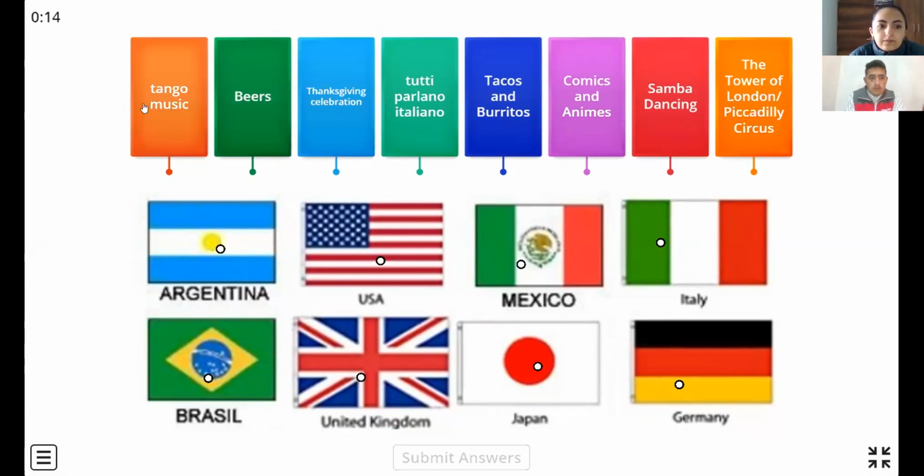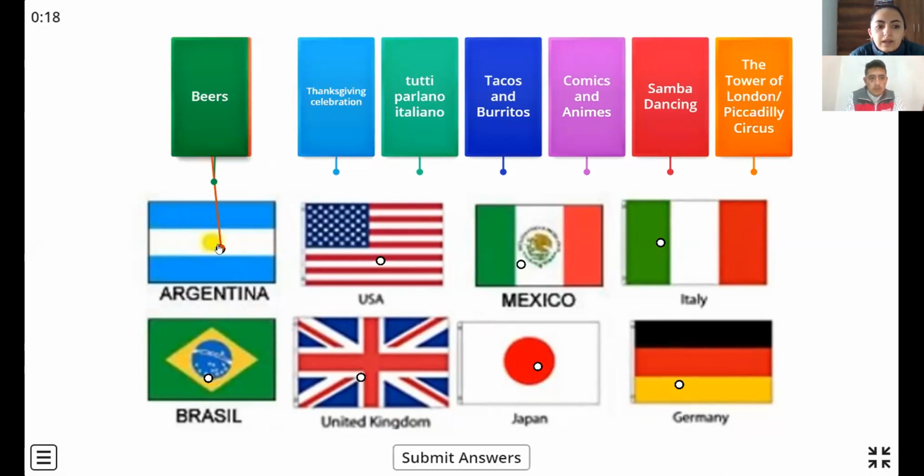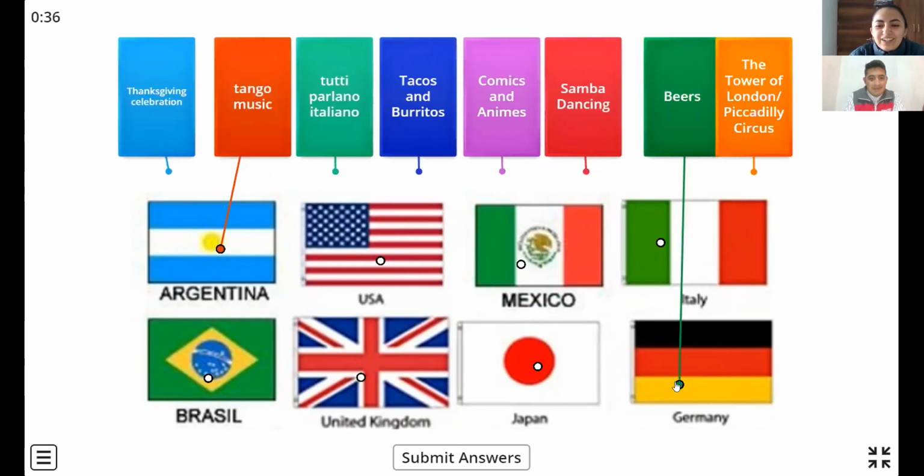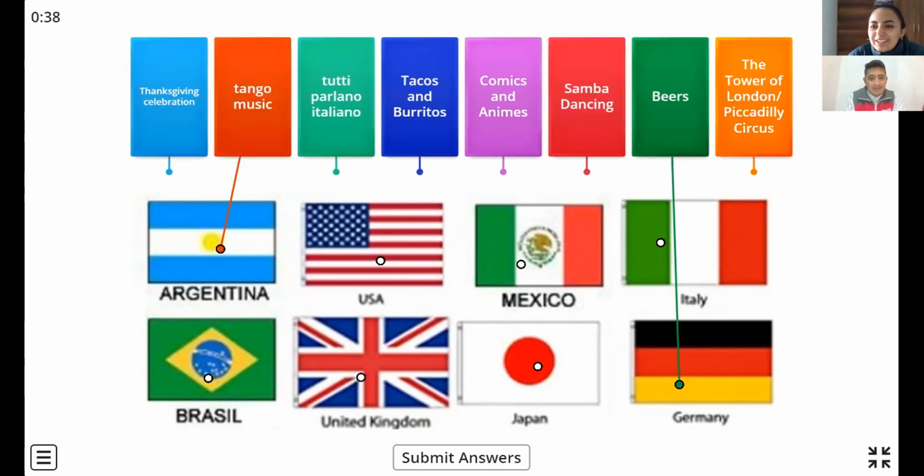Argentina, teacher, good morning. Good morning, Alex. Yes, it should go with Argentina. What about beers? La cerveza. In Germany? Germany, thank you. So Ecuador también, teacher. Ecuador. No tenemos todavía la bandera de Ecuador.